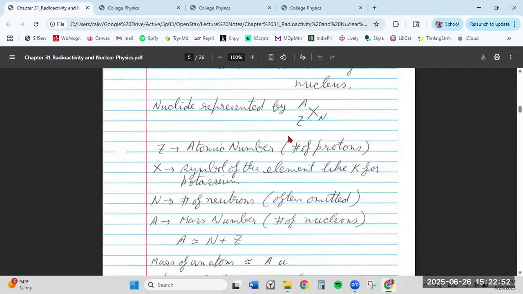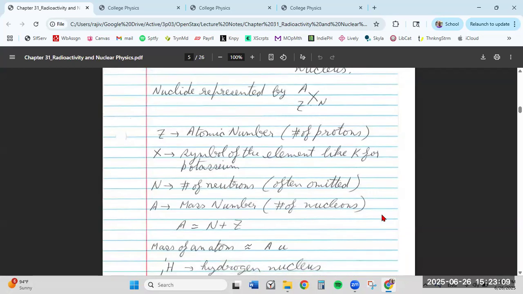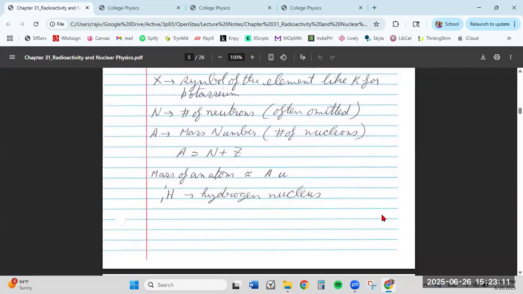So often when you're writing this nuclide representation, you don't write the capital N. Just A and Z is enough to tell you the exact identity of the nuclide in question. Mass of an atom is roughly equal to whatever the value of A is, that many atomic mass units. It's not exact, but it's a good approximation for many purposes.